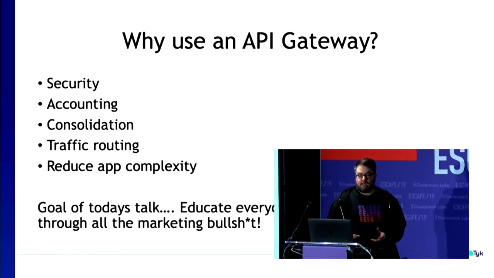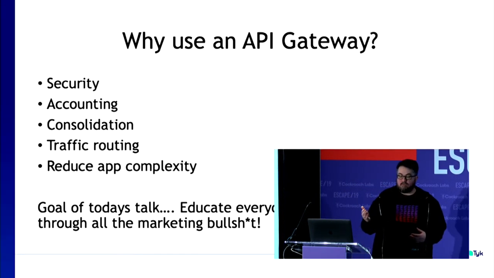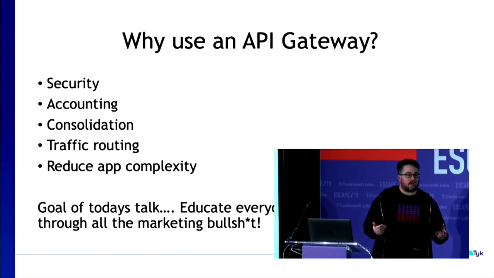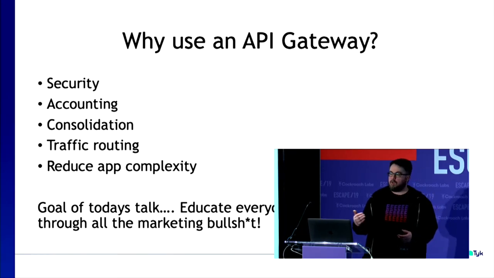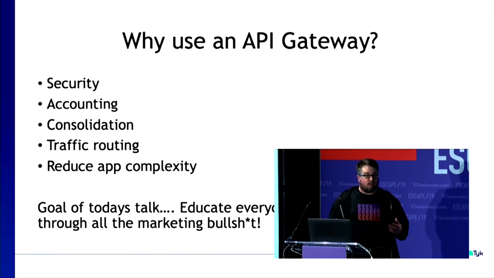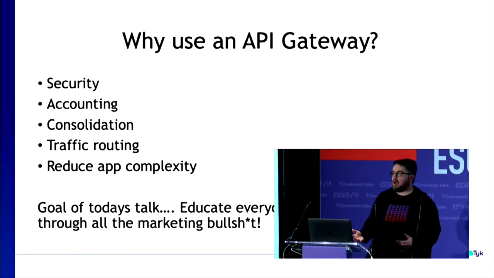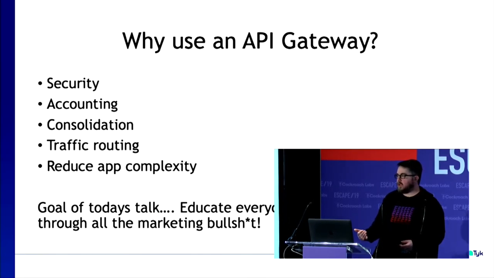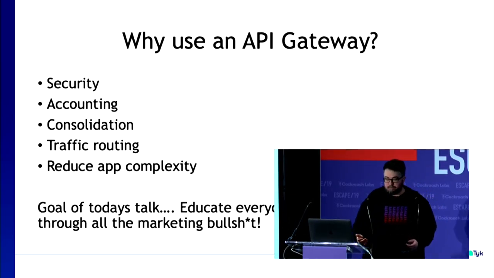So what does an API gateway perform for you? Security, again, token access, whether it be through OIDC or bearer token, accounting. You want to be able to get your metrics and your logs from those applications that are being accessed through your API gateway so you can report on that.